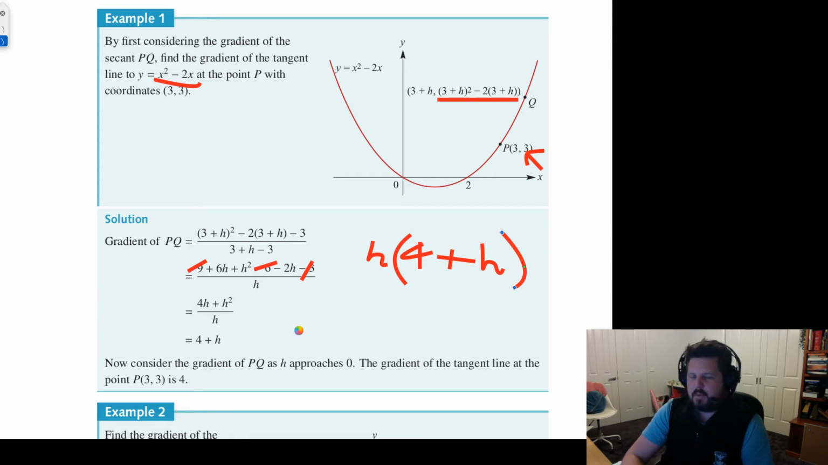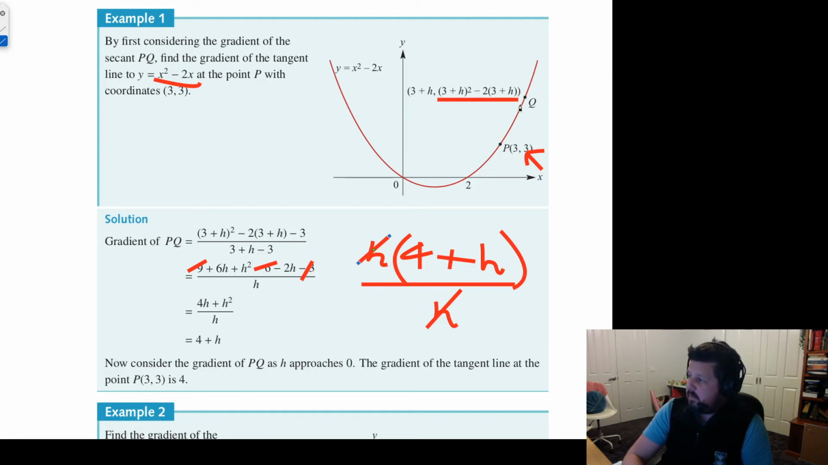Now, the good news is by doing that and having the h out the front as a common factor, you can cancel things out. So what will happen is this h here will cancel out with this h down the bottom line, and you'll just be left with the 4 plus h that was there. Perfect. I'll show you quickly. So they cancel, left with 4 plus h. Perfect. It says now consider the gradient PQ as h approaches 0.